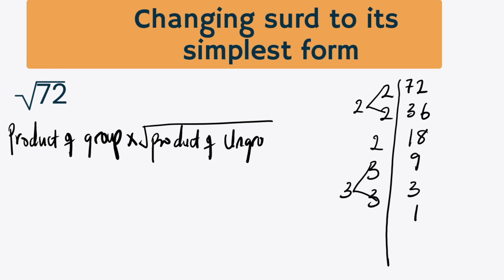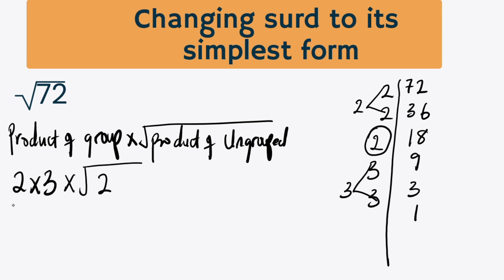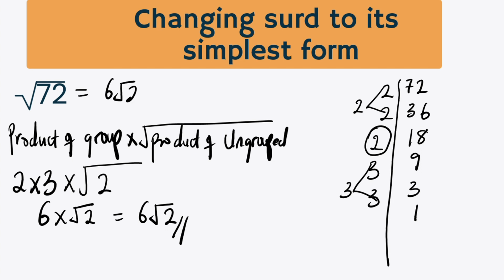So product means multiplication. So the grouped prime factors we have here are 2 times 3, that is the product of the grouped, then times the square root of the product of the ungrouped. The only ungrouped we have here is 2, so I have 2. So 2 times 3 is 6 times root 2, which is equal to 6 root 2. So therefore, our answer to this question is 6 root 2.